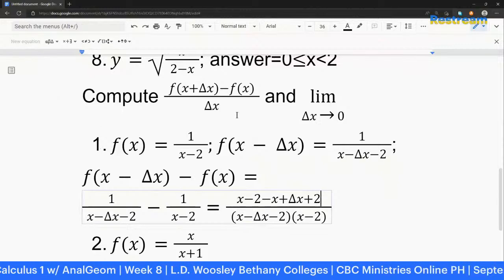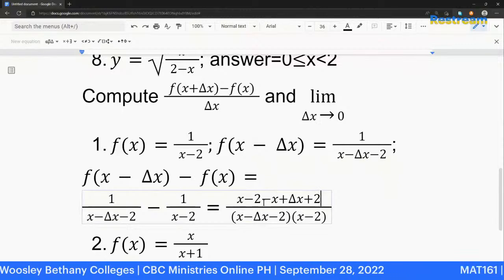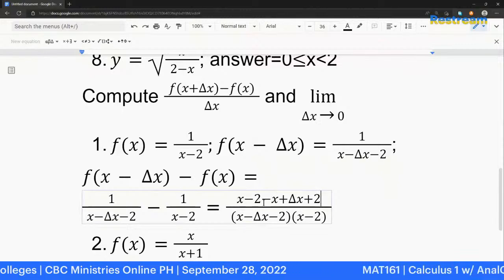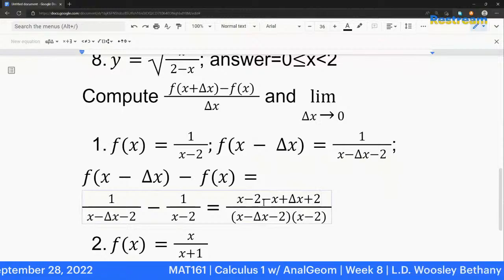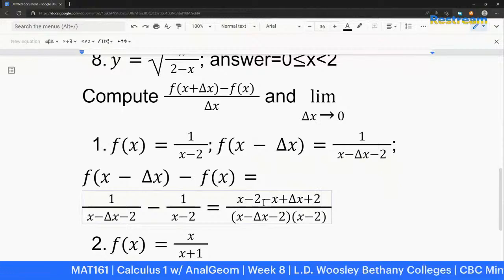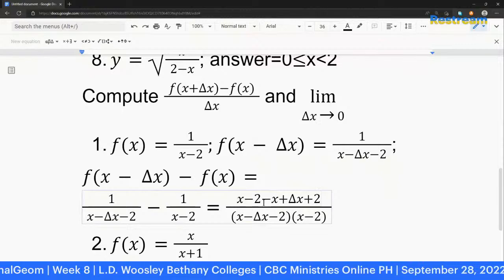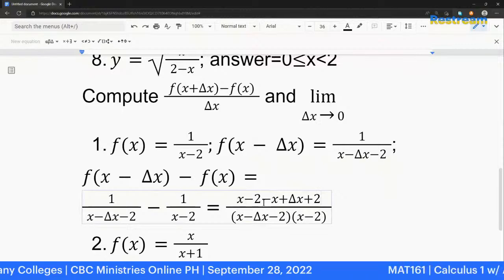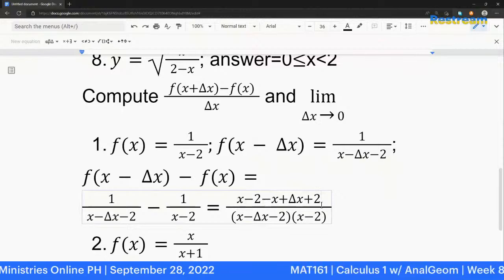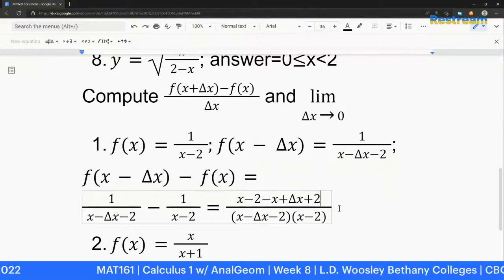So may iwan delta na. Anong may iwan? Delta. Okay. Alright, so yung may iwan ay delta. Alright.